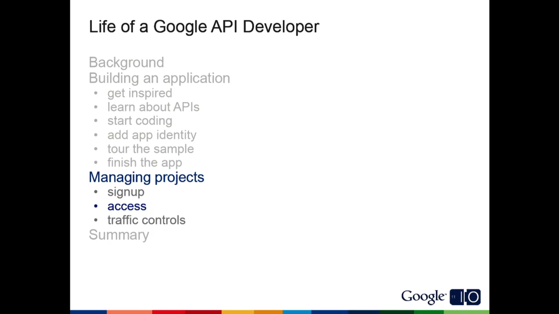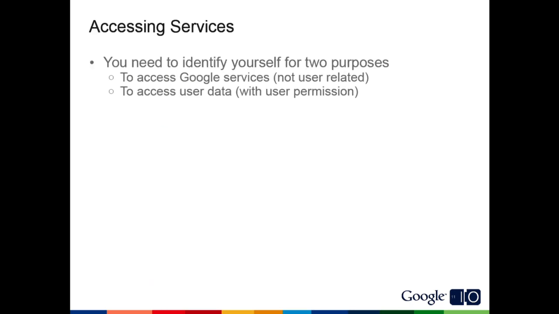Now, Tony started talking about access, and I want to cover it in a bit more detail. There are really two separate purposes for which you're going to need to identify yourself: to access Google services, and to access user data with the user's permission, of course. These are usually called the two-legged and the three-legged cases. In the first case, there's two legs, it's just you and Google. In the second case, there's you, Google, and the user, who are all entering into a relationship.